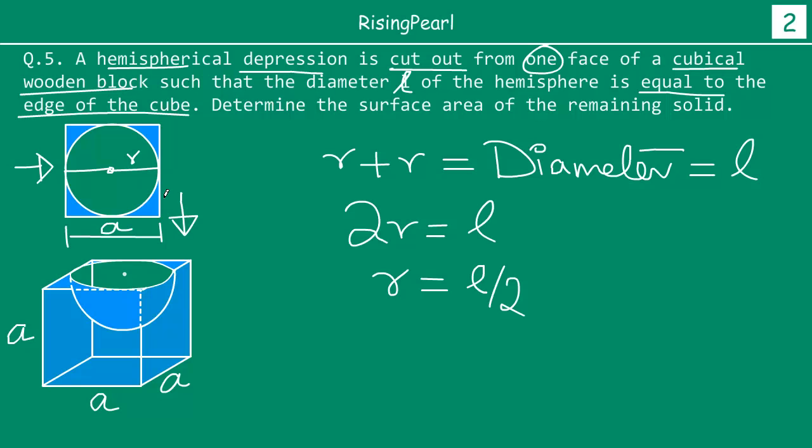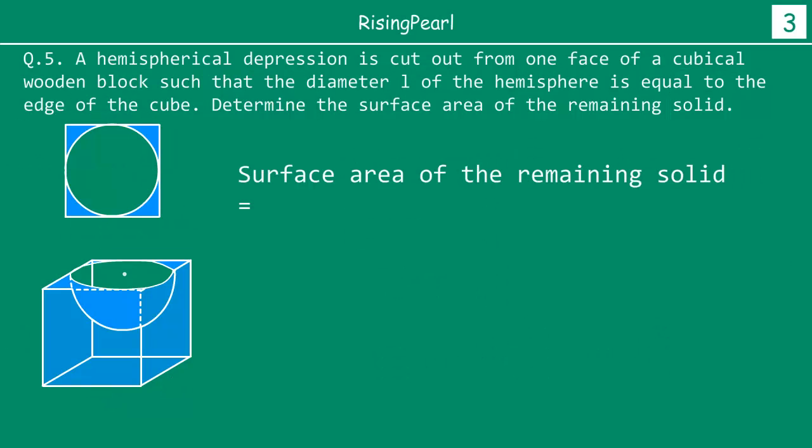of the cube or the top square, and we know that for a cube all sides have equal dimension. So in other words, what is also given is that A, which is the side of the cube, is equal to L. So we know that the radius is L by 2, and we know that each of these sides measure L. So with that said, now let's find out how we solve this question.